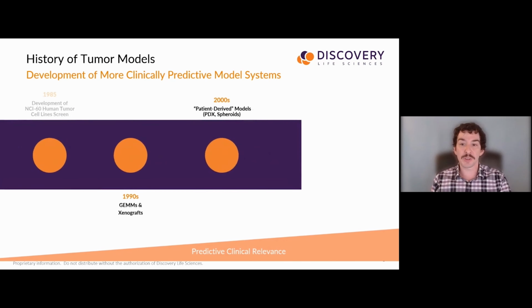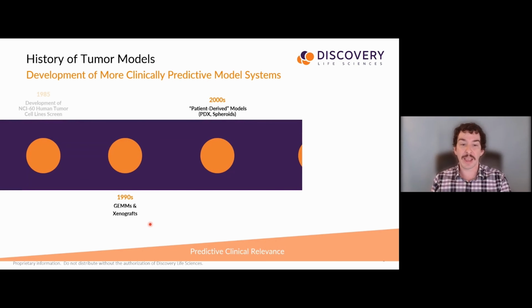So then we get into the 1990s. And that brought genetically engineered mouse models, or GEMs, and xenograft models, where human tumor cell lines were implanted and grown in mice. Now, this was an advancement of the mouse models that were being used and got us closer to a true human-like environment, but still, many tumors behave differently in mice than in people. And they were still using those immortalized cancer cell lines to create the xenografts.